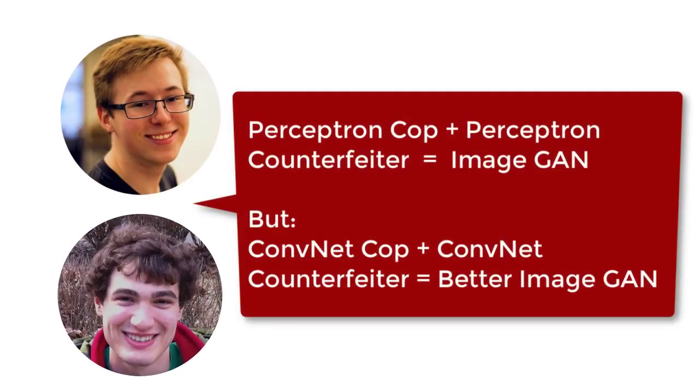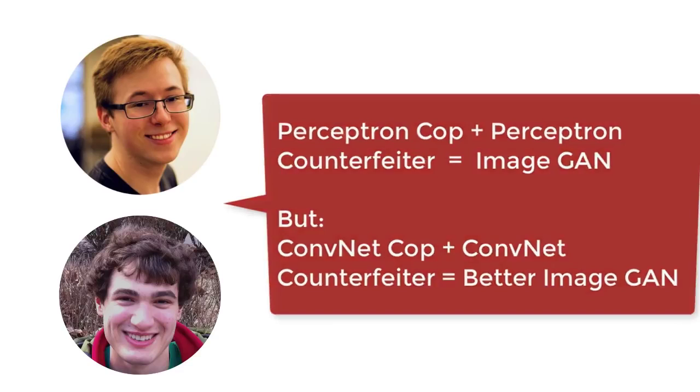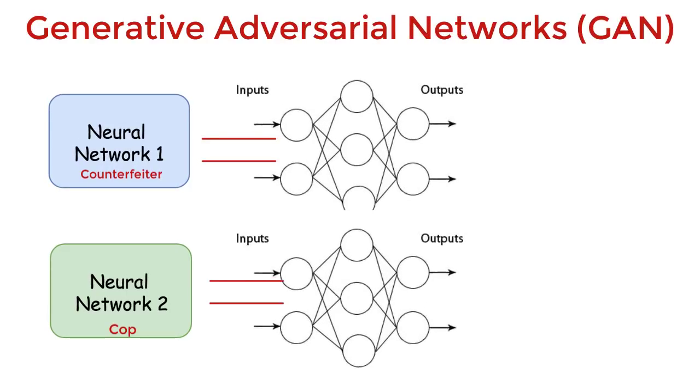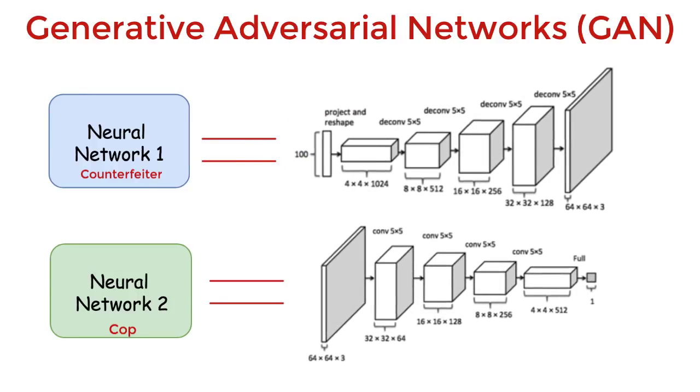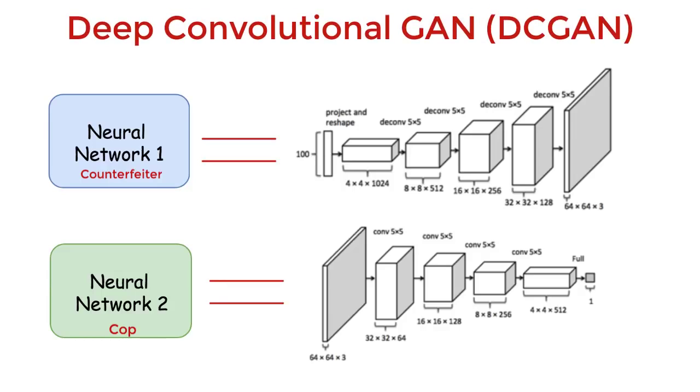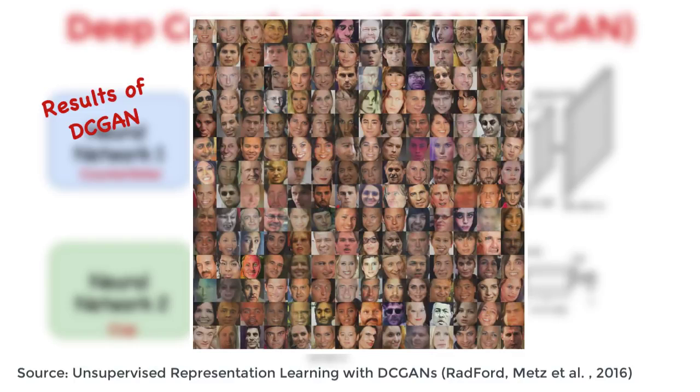So in 2015, researchers Alec Radford and Luke Metz thought, instead of using simple networks to make a complex network, let's use slightly more complex networks to make an even more complex network. And so instead of having the simple multi-layer perceptrons, the cop and counterfeiters now become more complex convolutional neural networks. And this entire network was appropriately named Deep Convolutional GANs, or DC GANs. This was a straightforward advancement. We have the problem of dealing with images. Convolutional neural networks work well with images. So let's use convolutional neural networks. And this showed more promising results.